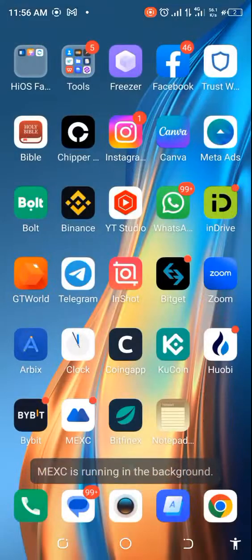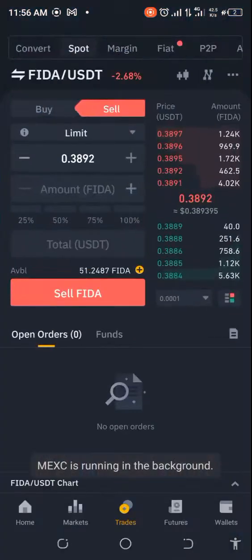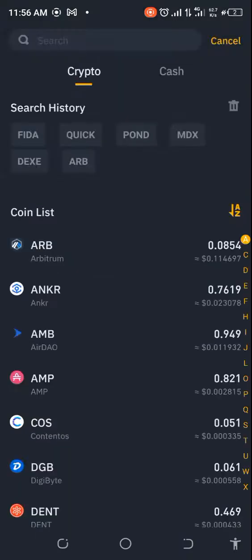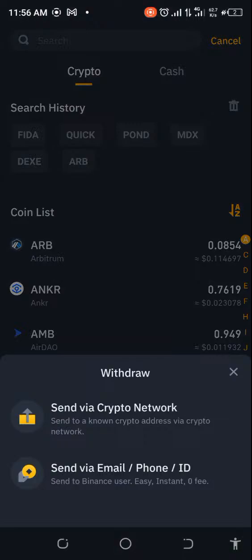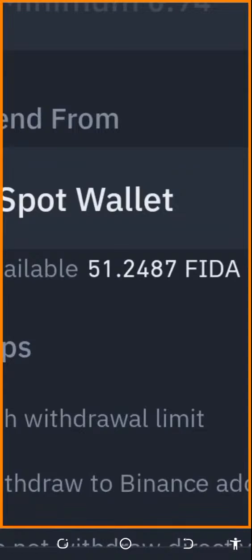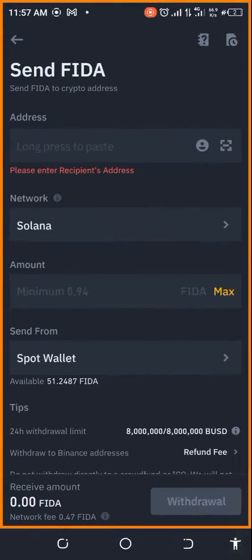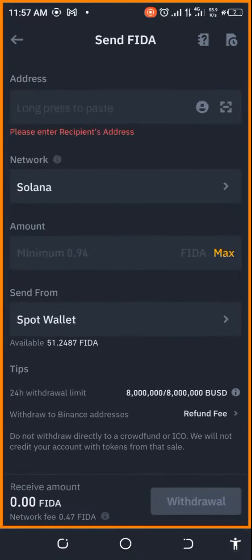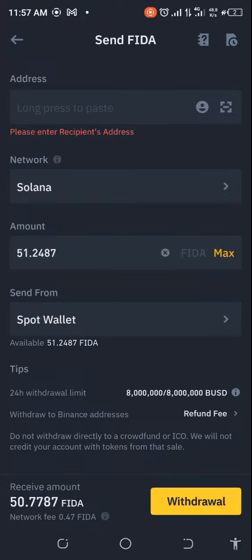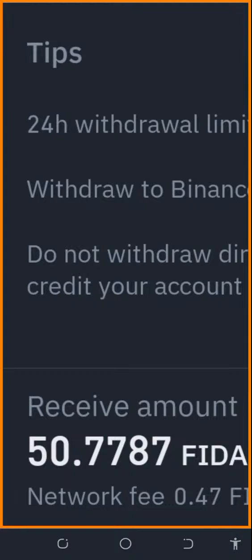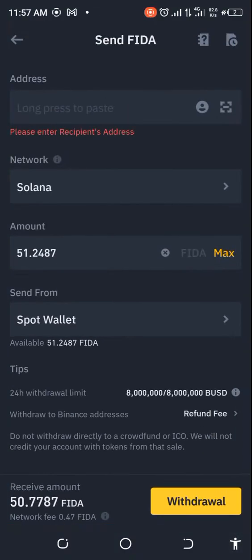So I go over to my Binance. Okay, and then the next thing I want to do is to withdraw it. I want to withdraw FIDA. Okay, so FIDA, if I click on that, what's the complete amount? That's 51.2. Okay, so you can see here it's gonna take 0.47 FIDA. All right, so let me just put the max there. Okay, so it's gonna give us, what's it giving us? It's giving us 50.77.